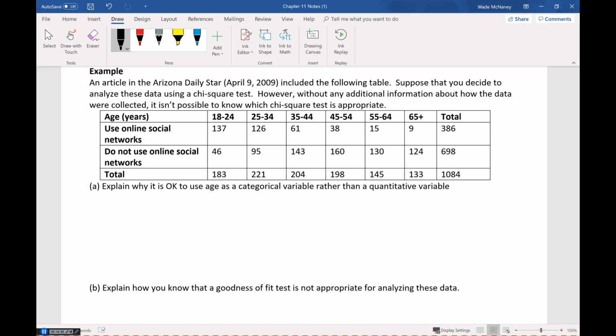Good. We went online to social media network sites and we found a random sample of 386 people from an online social networking group of some form and asked them their age. And then we went somewhere else and found 698 people that are not on social networks and asked them their age.